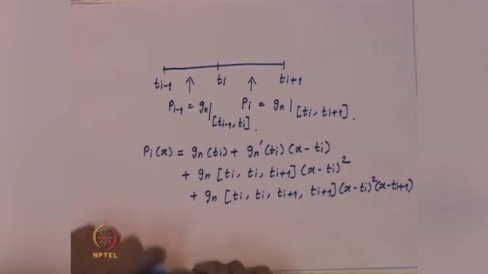So, how is it different from the cubic Hermite interpolation? In case of cubic Hermite interpolation, we wrote exactly the same formula, but g_n'(t_i) was given to us. g_n'(t_i) was equal to f'(t_i). Now, in our case, g_n(t_i) is going to be equal to f(t_i), that is given to us. But at present, g_n'(t_i) are going to be unknown. So, we have written down a formula for the cubic polynomial in the interval t_i to t_{i+1} in terms of g_n(t_i), g_n'(t_i), of which g_n'(t_i) are unknown.